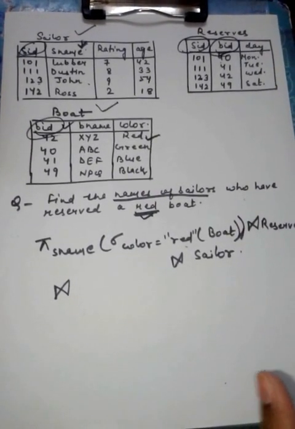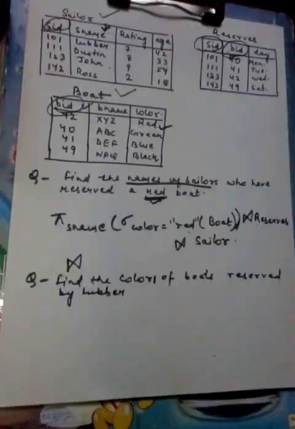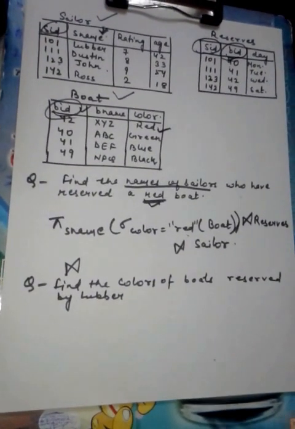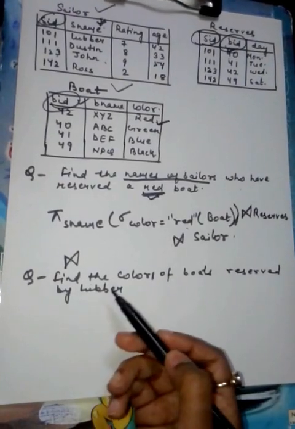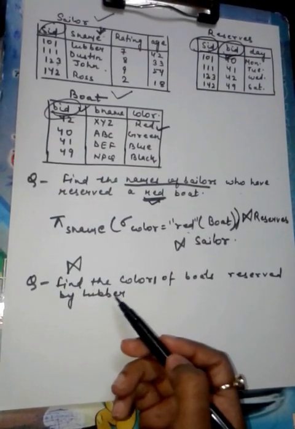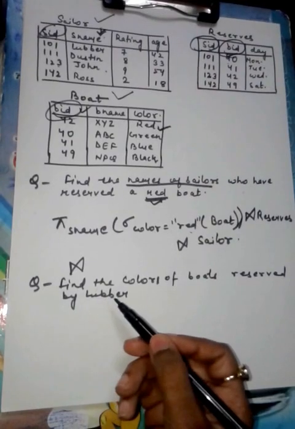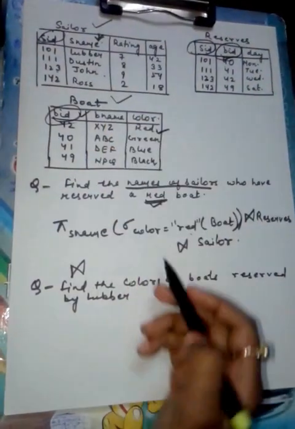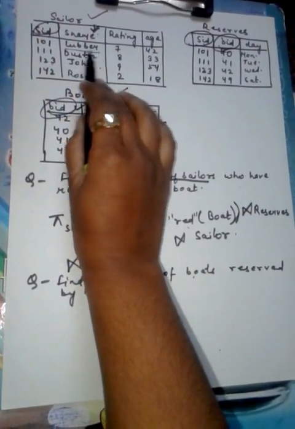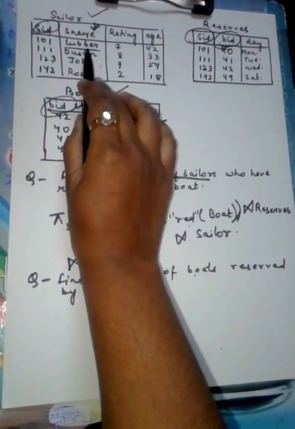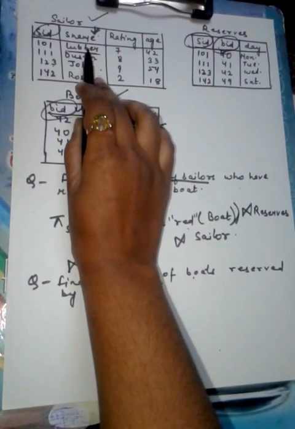So this is the first query. Now our second query is we have to find the color of the boat reserved by seller Luber. The seller name is Luber here, so we have to find the boat color, the color of the boat which is reserved by Luber.